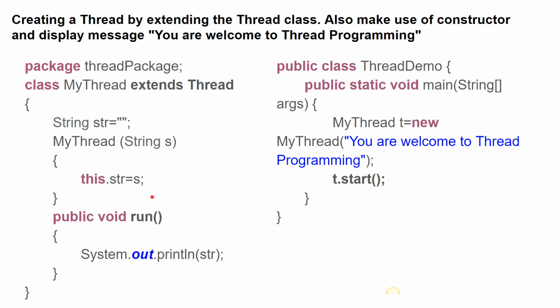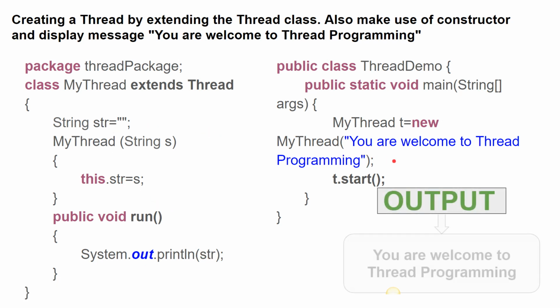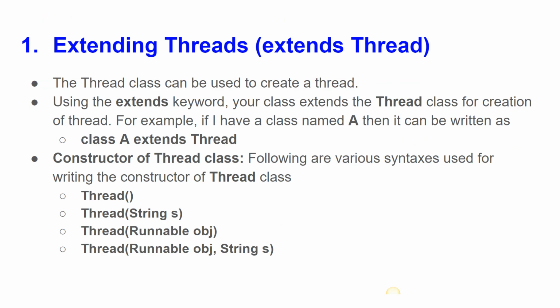Then once this block gets executed, it will come back to t.start. What does t.start mean? In order to access the start method, you must create the object of the MyThread class, because that is where the run method is written. So t.start will call the run method. Here I'm trying to print str, that is, "You are welcome to thread programming." What is the output then? The message "You are welcome to thread programming" will be displayed. And that is extending the Thread class, which we already discussed.